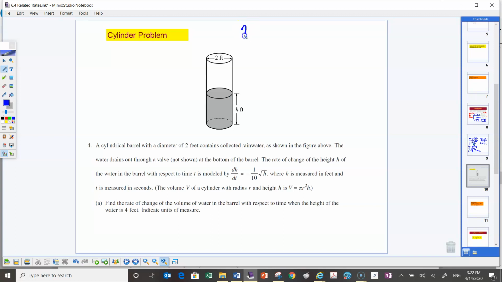And this was from the 2019 actual AP exam. It tells us the cylindrical barrel with a diameter of 2 feet contains collected rainwater. The rainwater drains out through a valve not shown on the bottom. The rate of change of the height of the water in the barrel with respect to time is modeled by this equation right here. Part A is saying find the rate of change of the volume of the water with respect to time when the water is 4 feet.